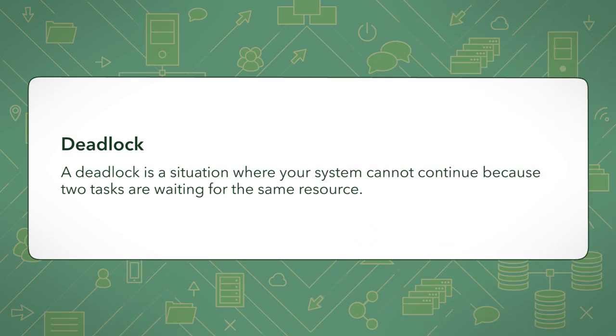A rule that your software is required to satisfy is that it must not produce a deadlock. A deadlock is a situation where your system cannot continue because two tasks are waiting for the same resource. Your model checker would simulate the different states that could occur in your system, and if a deadlock is possible, it would provide details of the violation.